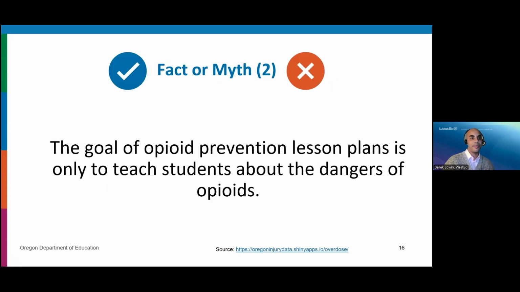The second one, fact or myth: the goal of opioid prevention lesson plans is only to teach students about the dangers of opioids. What do you all think? Is this a fact or is this a myth?